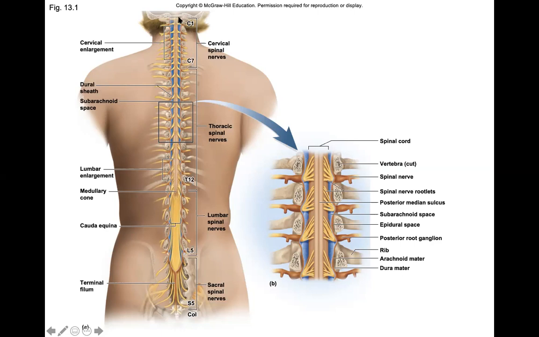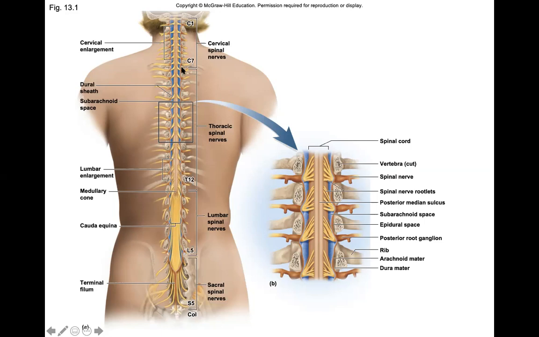In your cervical region, the nerves exit above the vertebrae for which they're named. So you have nerve C1 exiting above vertebra C1, nerve C2 exiting above vertebra C2, and that goes down to C7. Again, the C7 nerve exits above the C7 vertebra, but you have a C8 nerve that exits below the C7 vertebra, between C7 and T1.